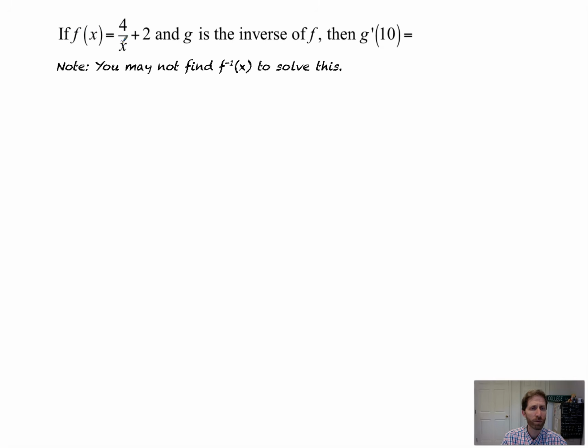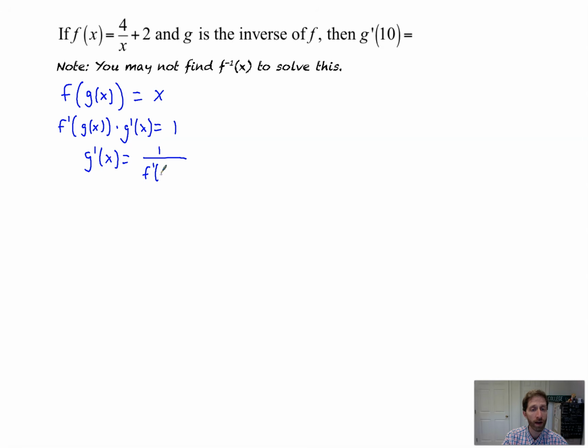It says if f of x is equal to 4 over x plus 2, and g is the inverse of f, then g prime of 10 is equal to... All right, so g is the inverse of f, and I'm telling you, you may not find f inverse of x, so you can't find g. Start out with this fact again, that f of f inverse, or f of g of x, I'm going to use g of x notation, I always do, is equal to x. We want the derivative of g, so just first take the derivative of both sides. I told you I'm going to generate it every time. Derivative of the outside times the derivative of the inside is equal to 1. Nice. Now solve for g prime. So I got g prime of x is equal to 1 over f prime of g of x.